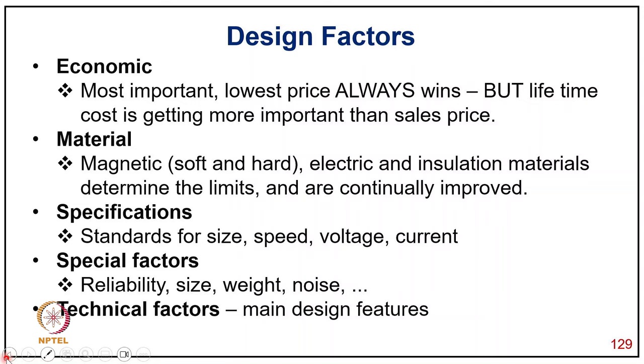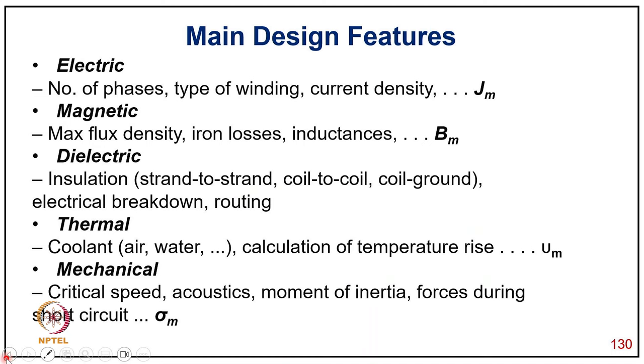And technical factors are the main design features. So coming to the main design features: in the electric circuit, we have the number of electric circuits, decided normally by number of phases, type of winding, and current density. In the magnetic circuit, we have magnetic flux density, iron losses, and inductances. For dielectric insulation, we have strand to strand insulation, coil to coil insulation, coil to ground insulation, and electrical routing. And we have the thermal circuit, like coolant, air cooling, water cooling, then calculation of temperature rise. Then we have mechanical parts, like critical speed, moment of inertia, and forces during short circuit also.